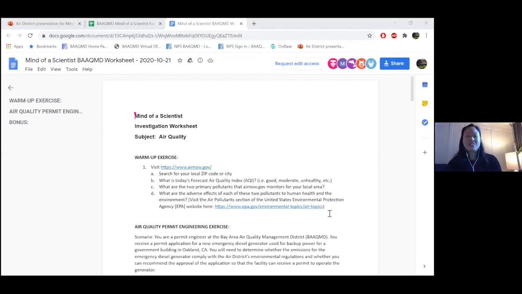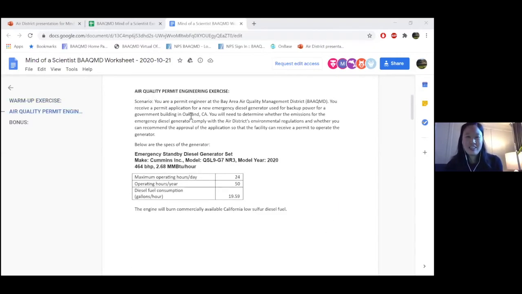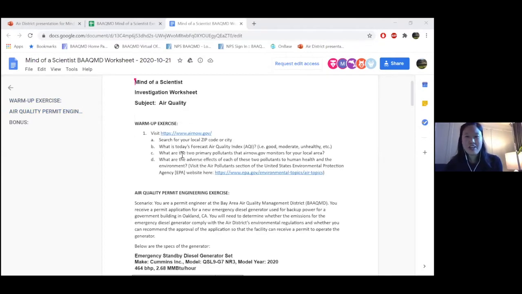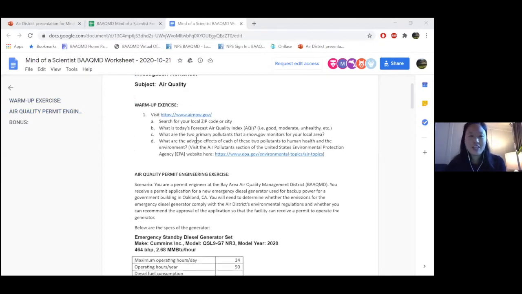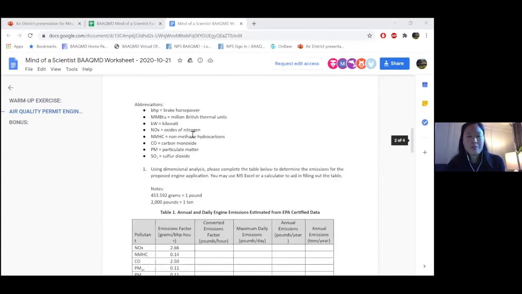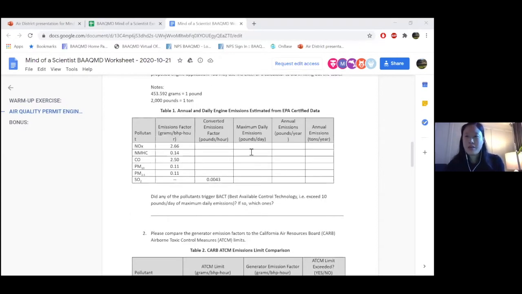Great, so this is the worksheet exercise for today. And we have a warm-up exercise with air now that Ryan was talking about earlier. And I thought I'd go through problem number 1 because it is a little bit difficult. It's probably been a while since you've practiced dimensional analysis. So I wanted to explain that and go through problem number 1 with y'all.